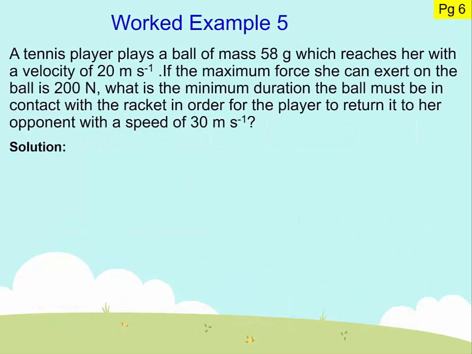Let's look at work example 5. A tennis player plays a ball of mass 58 gram, which reaches her with a velocity of 20 meter per second. If the maximum force she can exert on the ball is 200 Newton, what is the minimum duration the ball must be in contact with the racket in order for the player to return it to her opponent with a higher speed?